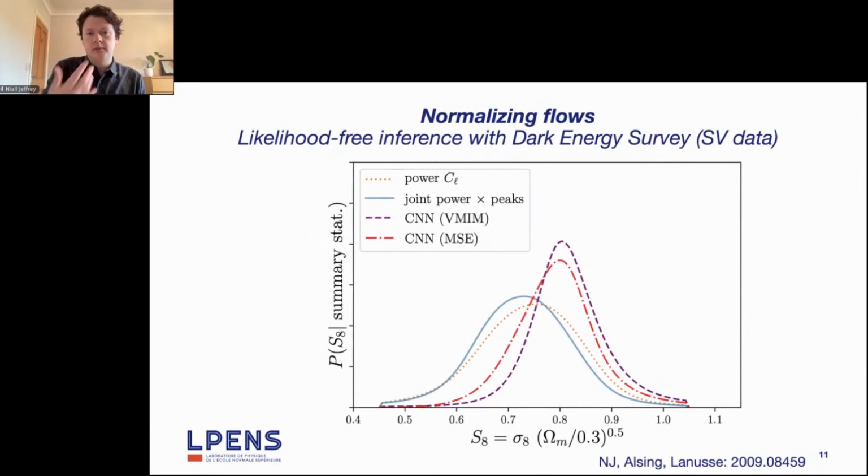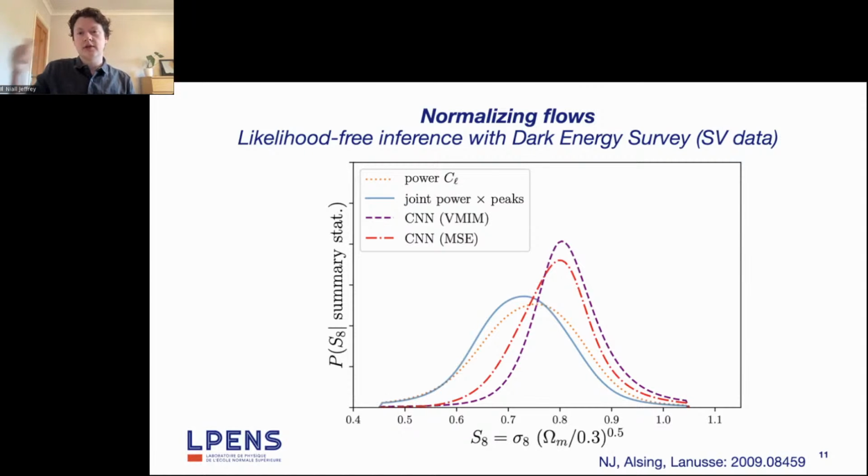One particular implementation of this, in a paper with Justin Alsing and Francois Lanusse, applies this approach to data from the Dark Energy Survey, in particular the SV data. And here you can see four different posterior distributions, where the data is the same, but slightly different in each one. But in none of these posterior distributions, for this S8 amplitude parameter from the amplitude of fluctuations, have we ever written down a form for the likelihood.